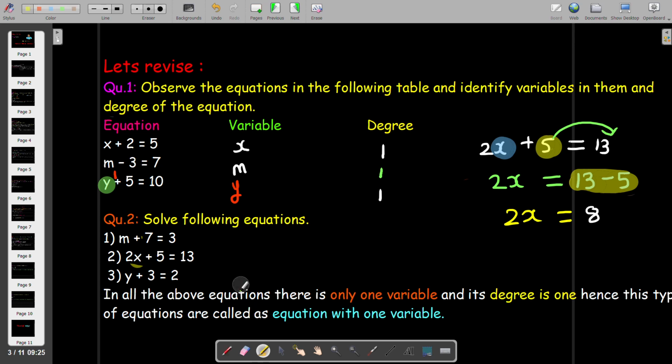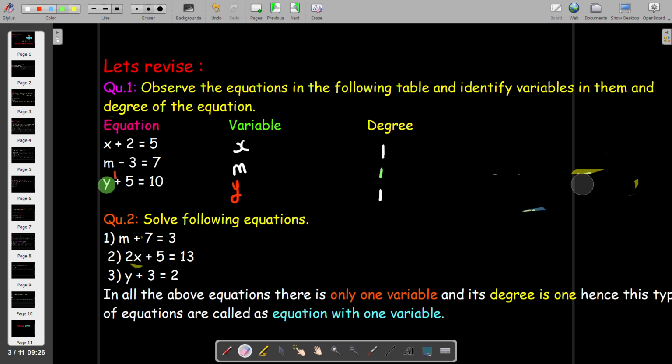Now to find the value of the variable x, we don't require this 2. Therefore transfer this 2 to RHS. This x is multiplied by 2, therefore multiply becomes divide by 2. Now dividing by 2, we will get how much? 2 ones are 2, 2 twos are 4. Therefore, x = how much? 4. This is the solution of equation number 2.